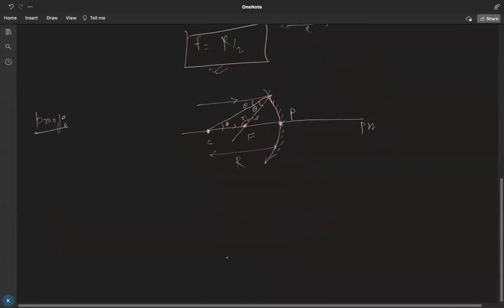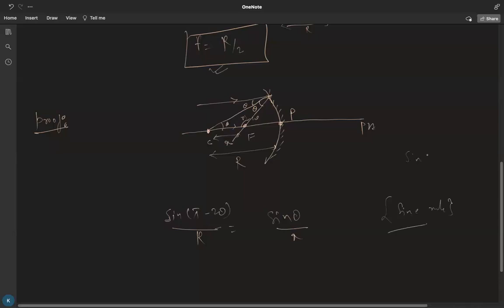So what we can write here is sine of pi minus 2 theta by r is equal to sine theta by x. I'm assuming that this distance is x. Basically I am applying the sine rule here. I hope you all know the sine rule and cosine rule.